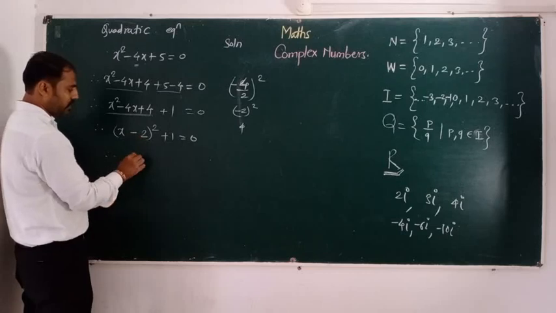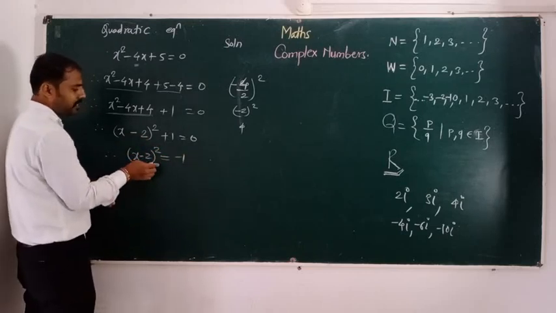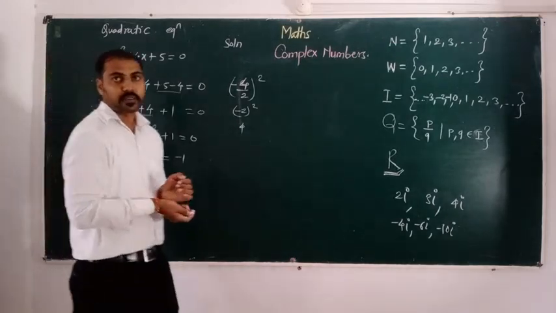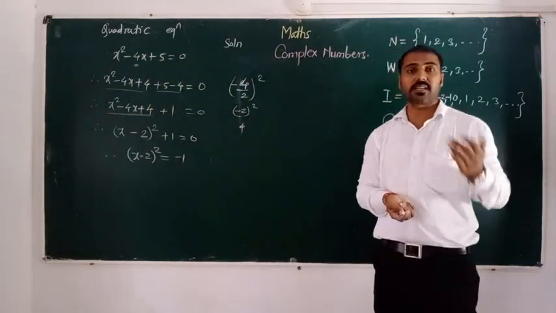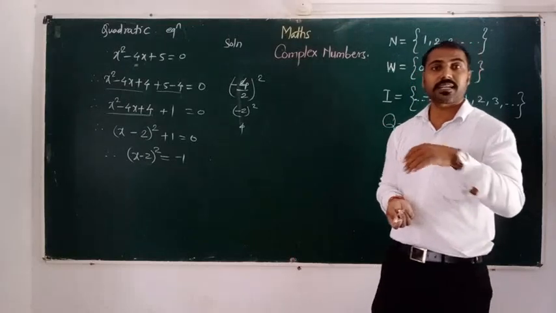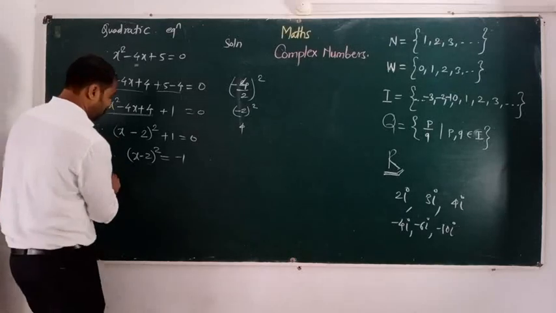On solving, (x minus 2) bracket square is equal to minus 1. Again, what happened here? A square is negative. It means that the numbers are imaginary. The solution is in imaginary numbers.